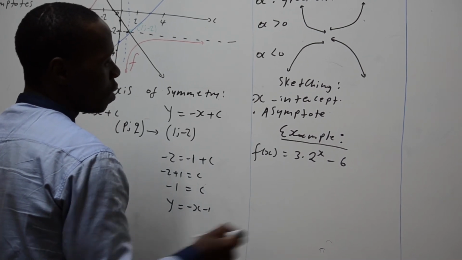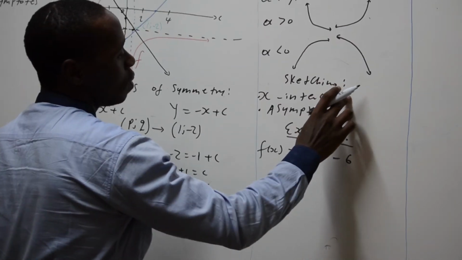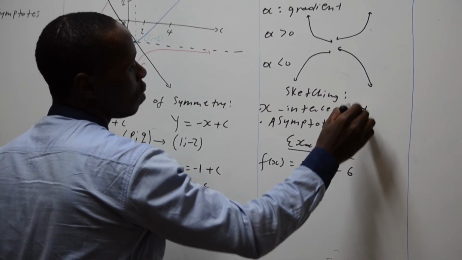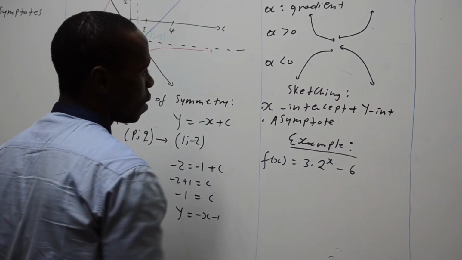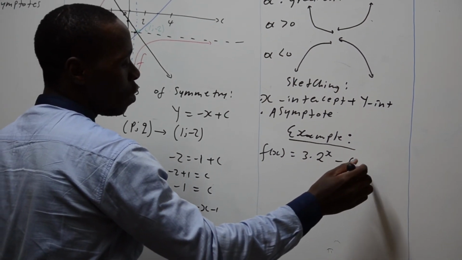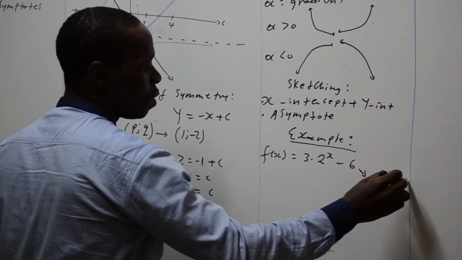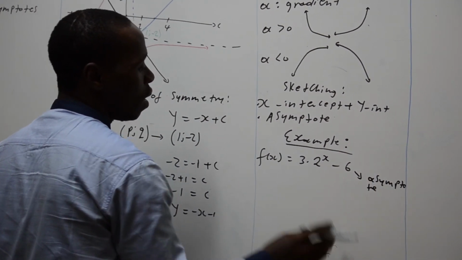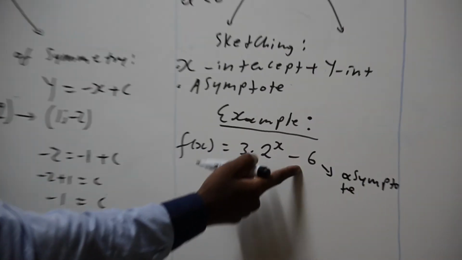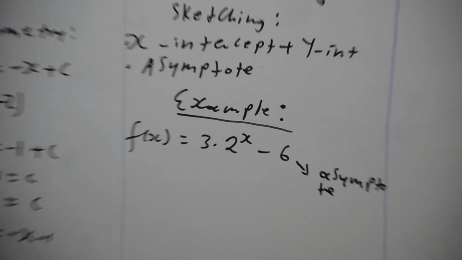So in this case, with sketching, we need the x intercept and y intercept, and the asymptote. So this q is your asymptote in this equation. If the q is not there, the asymptote is y equals 0. If the q is there, that is your asymptote.